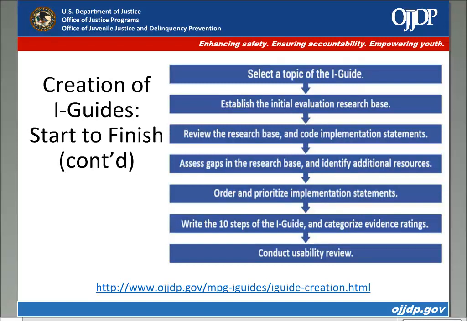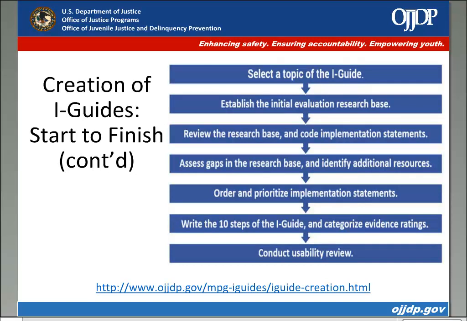The process begins with selecting a specific problem that will be the focus of the I-Guide. This is done in consultation with OJJDP. And then next we establish the initial evaluation research base, which starts by looking at the program evaluations that we've already collected for the MPG program database, as well as other research we may have identified when we were developing MPG literature reviews, and also research from relevant juvenile justice practices featured on crimesolutions.gov. So a lot of leveraging existing resources, as we like to say. And then that's just at the very beginning of the process.